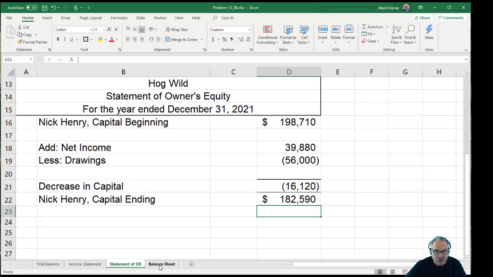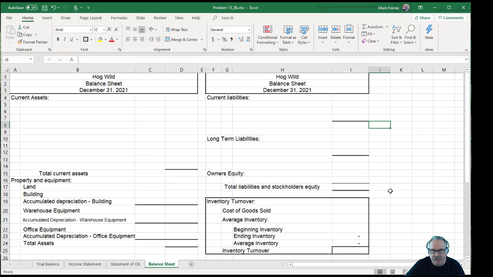Then we're going to prepare the balance sheet. And so I've got a skeleton set up. Again, I know this is a lot of writing, but I think it's really important. Obviously, you can just wait and take a picture of the screen when I'm done. But if you want to learn how to do this, you should get out a piece of paper and start writing it down. Set up the heading.